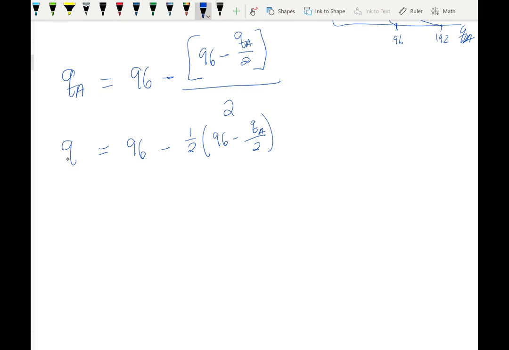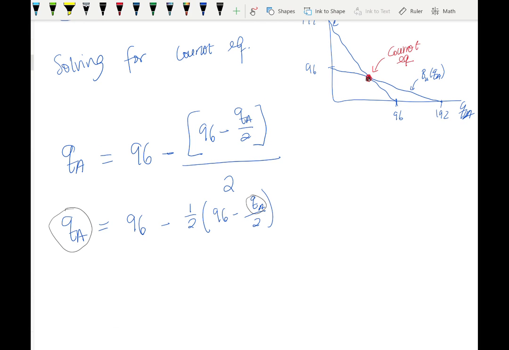Don't forget this original QA. What we're trying to do now is collect like terms. We want to get the QA's together on one side and the numbers on the other side, so we can figure out what this optimal point is for QA.